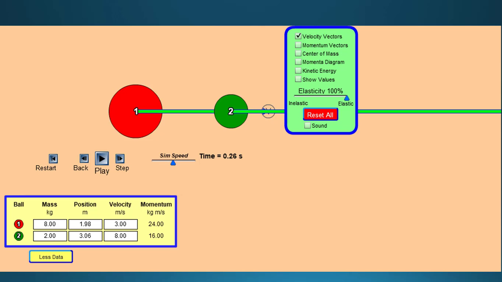And then we're going to hit the play button. The red ball is going to collide with the green ball. And notice down here in our data box, the masses stay the same. Those aren't going to change. But the velocity of our red ball is now 3 meters per second. And the green ball has a velocity of 8 meters per second.